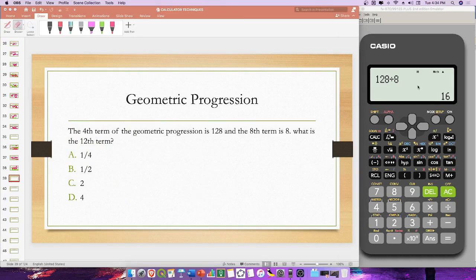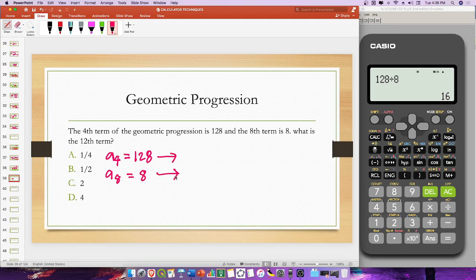Now we can do this using manual calculation. For example, if A4 is given, the fourth term, A4 is equivalent to 128, and the eighth term, A8, is equal to the value 8. Now let's convert this to a1 and r. So a4 is a1 times r cubed, right? And that is equivalent to 128.